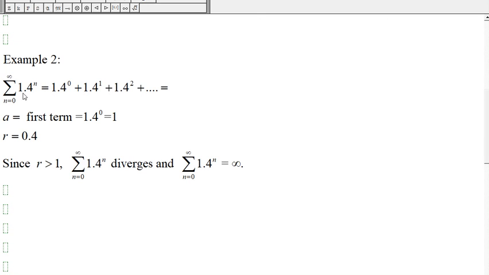Here we have a geometric series, and we get 1.4 to the 0 because n starts at 0, 1.4 to the first, 1.4 to the second, and so on. So the first term is 1.4 to the 0, which is 1. The common ratio is 1.4. Since the common ratio r is greater than 1, the geometric series 1.4 to the n diverges, and in fact the series here is equal to infinity.